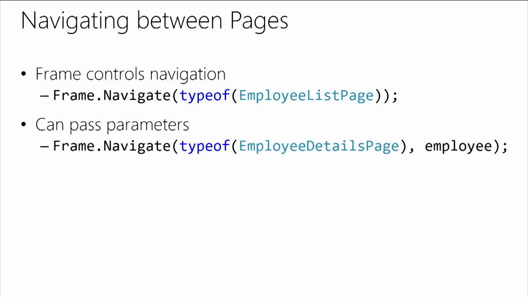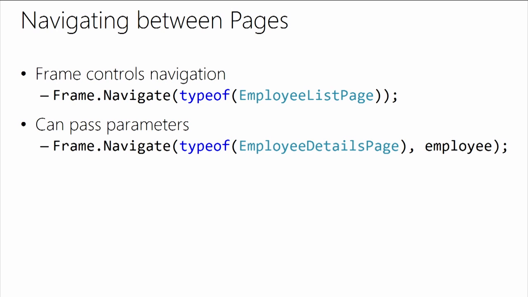Navigation between pages, it's pretty simple. There are commands on the frame object that will allow you to navigate, and you will simply pass the type of the page that you want to navigate to. So for example, here we have an employee list page where possibly you would see a list of all the employees in a company, and all you do is pass the type of the page. You do that using the typeof command and the Navigate method on the frame.